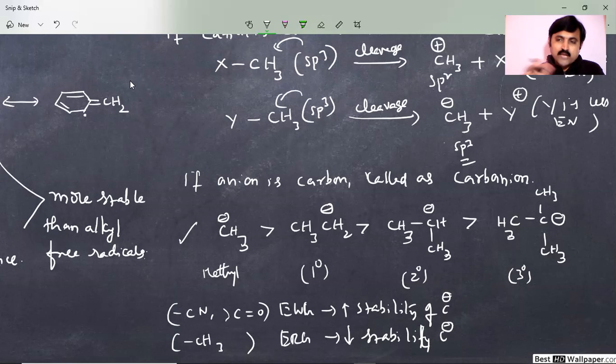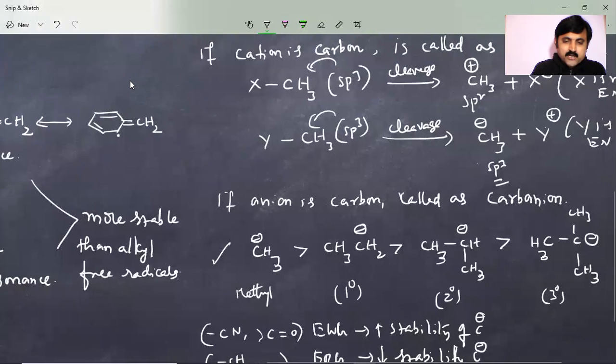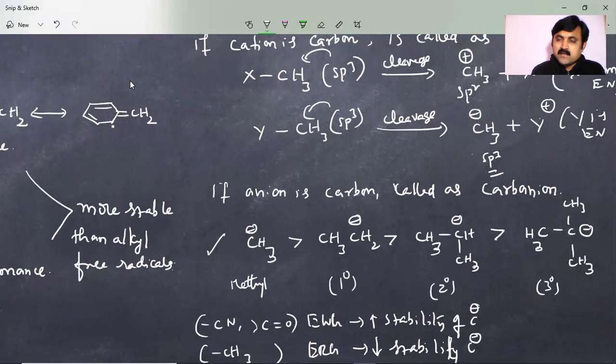That means there are two types of groups we are going to discuss: electron withdrawing groups and electron releasing groups. If an electron withdrawing group is attached to the carbanion, then the stability of the carbanion gradually increases. If electron releasing groups like methyl groups or methoxyl groups are there, what will happen? Their stability decreases, because their electron releasing tendency further increases the electron density over the carbanion, so it gets less stable. And the most important thing, earlier we told that benzyl free radicals are stabilized; in this also, the benzyl carbanion is stabilized by resonance.